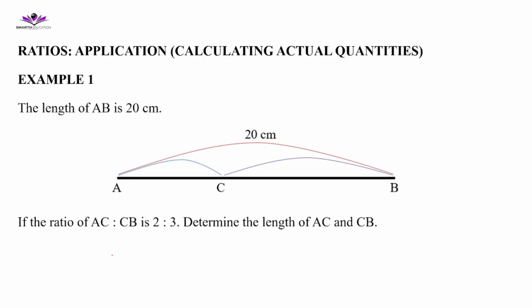Let's look at the first example. The length of AB is 20 centimeters. If the ratio of AC to CB is 2:3, determine the length of AC and the length of CB. So we want to find the actual lengths of AC and CB here. These are ratios, so we cannot say that the length of AC is 2 centimeters, or that the length of CB is 3 centimeters. So what is the length of AC and CB?